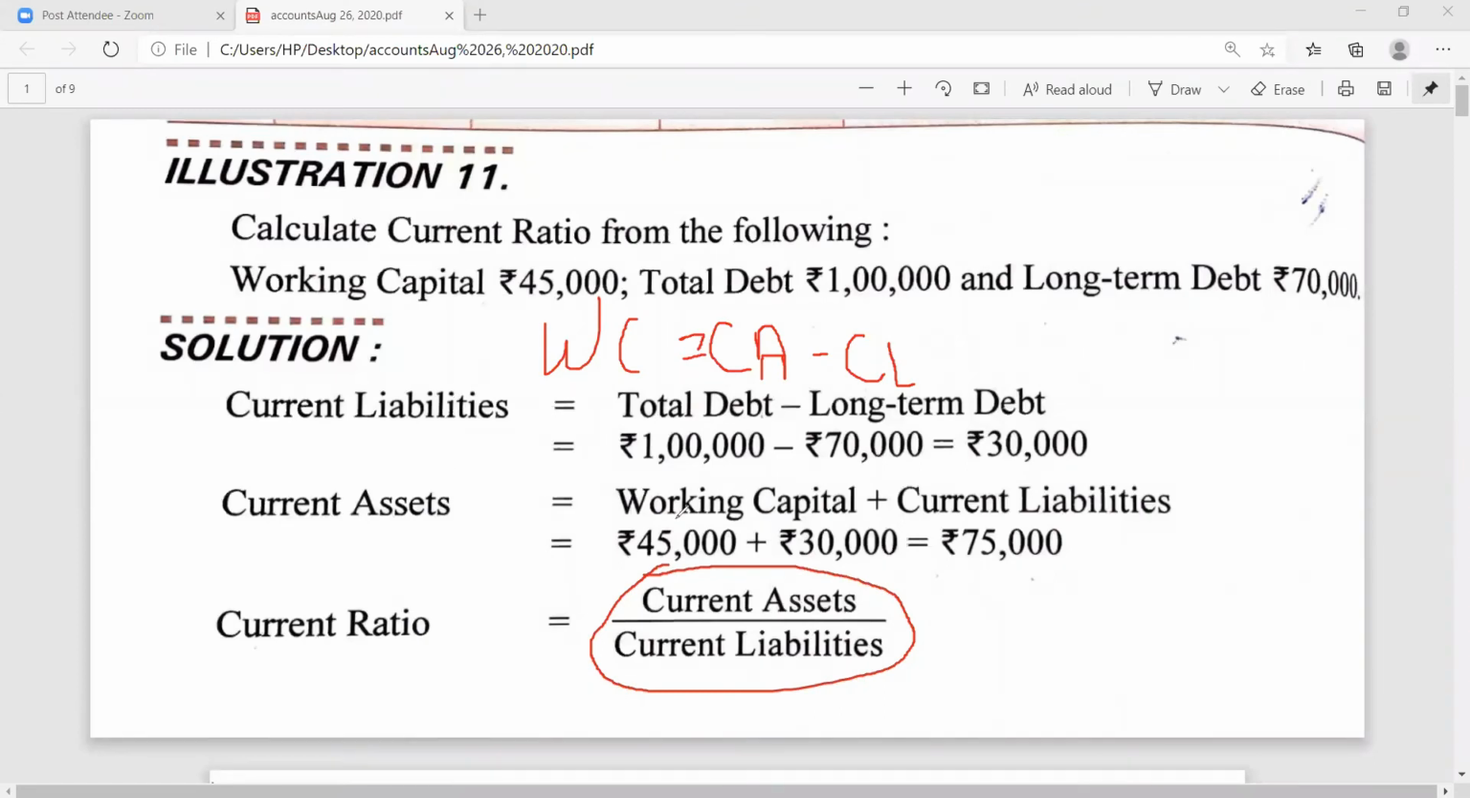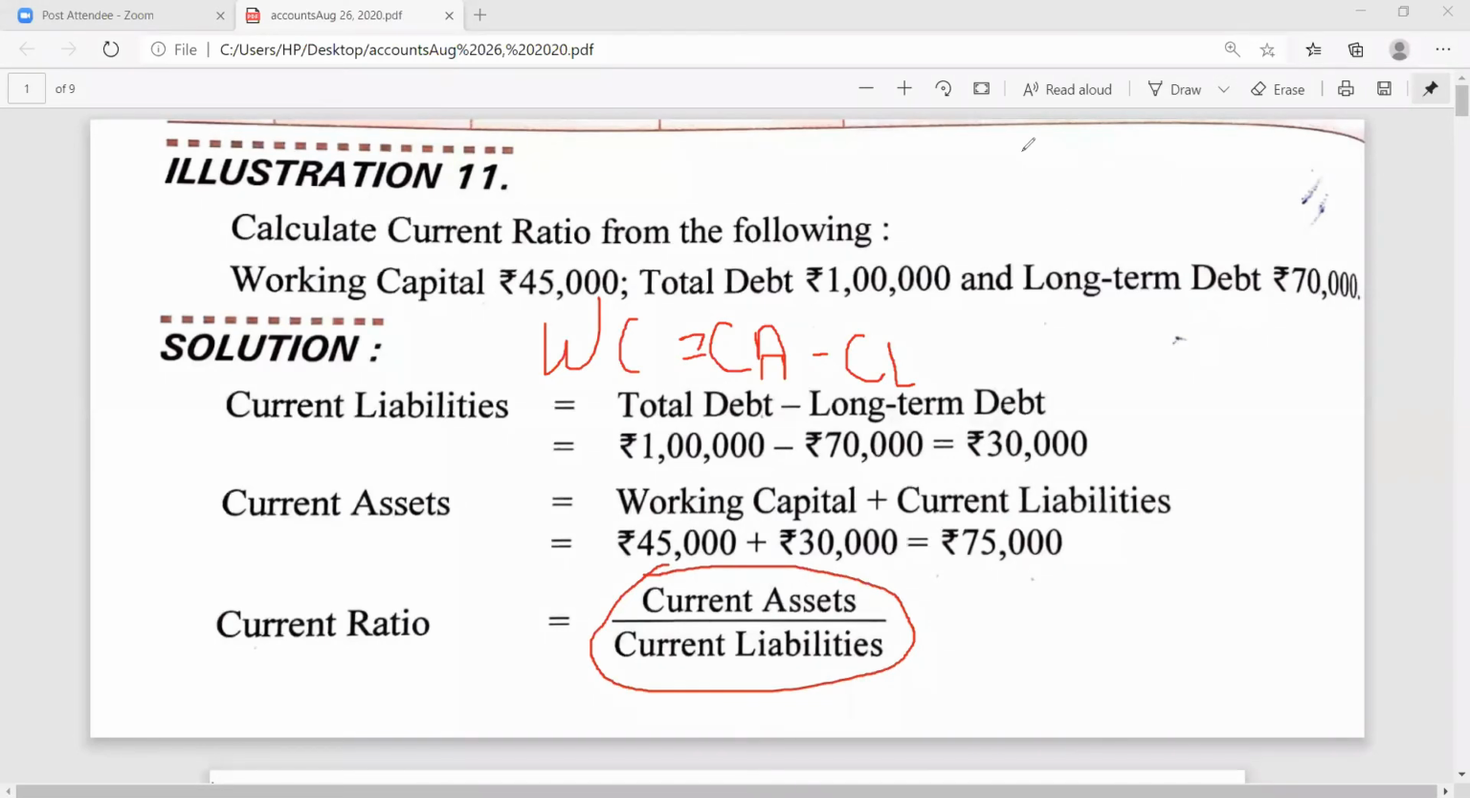Then the working capital formula we know very well. Using this formula, we can derive the other one. We can swap the places of working capital and current assets, and then we get working capital plus current liability is equal to current assets. So working capital is with us, current liabilities is also with us. With the help of these two, we can calculate current assets. Now we have the value of current liabilities as well as current assets that we require for this question.